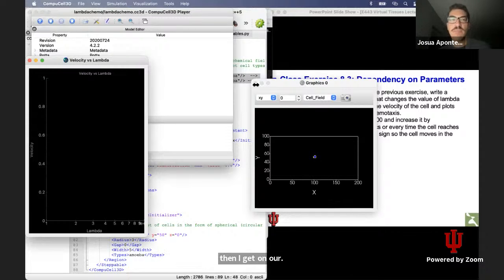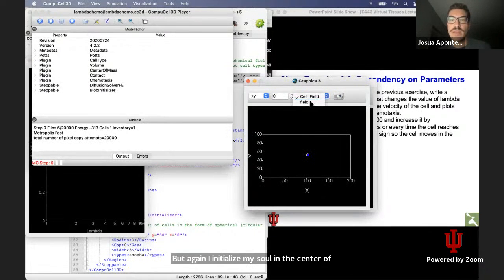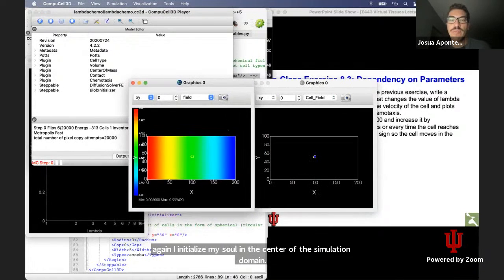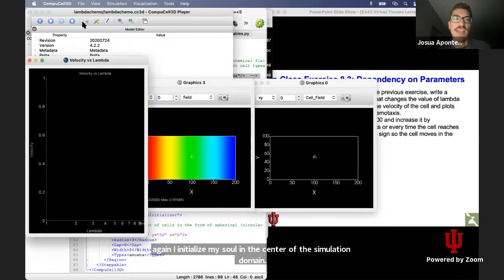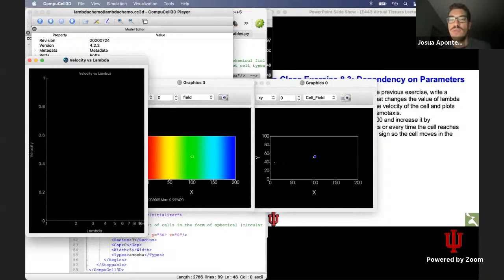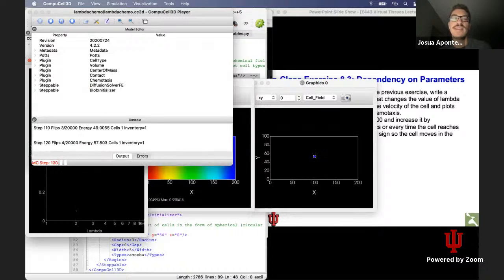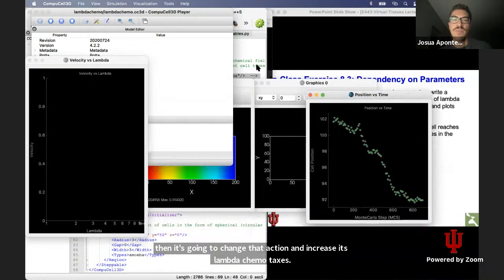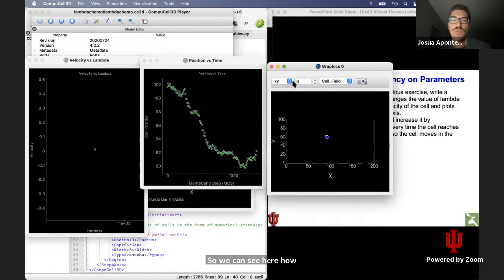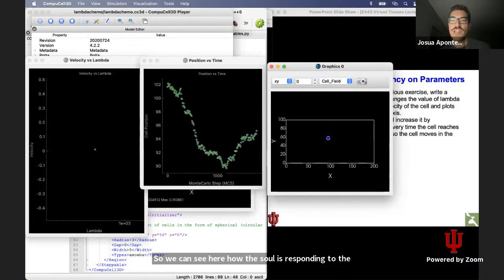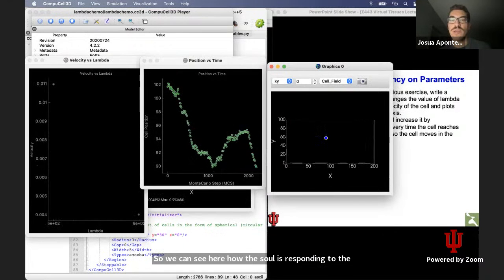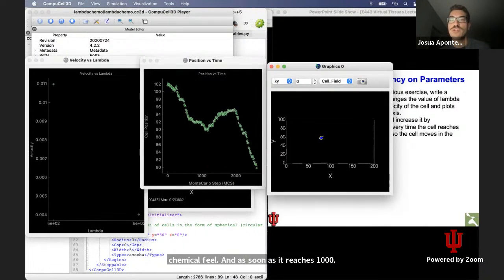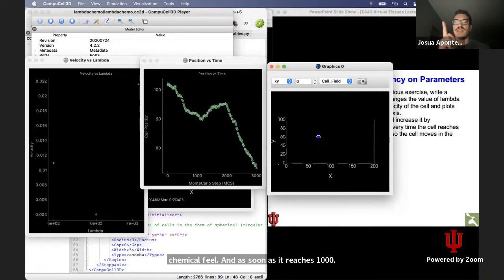But again, I initialize my cell in the center of the simulation domain. My field is equilibrated from the beginning, and I started with a lambda chemotaxis of 500. What's going to happen is that the cell is going to move, and then it's going to change direction and increase its lambda chemotaxis. So we can see here how the cell is responding to the chemical field. And as soon as it reaches 1,000, it increased its lambda, but it also changed direction. So it's basically doing this at the moment.